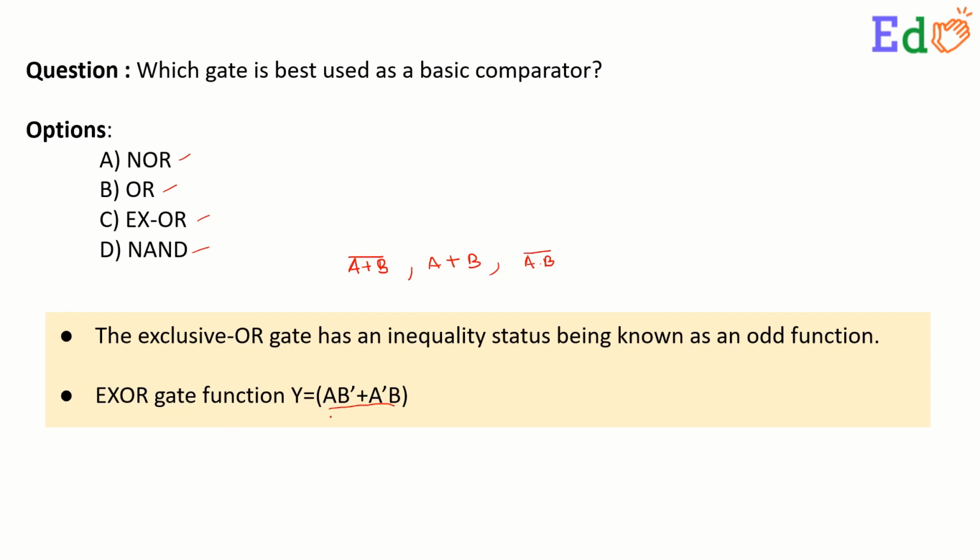But in the XOR gate, due to this function, we can understand that whenever A and B are unequal, only then this Y is 1, high. That is, if A is 0, then B has to be 1 to give Y as 1. And if A is 1, then B has to be 0 to give Y as 1. So in that case, this function can be best used as a basic comparator to compare A and B. Thus, the correct answer to the question is option C, XOR.